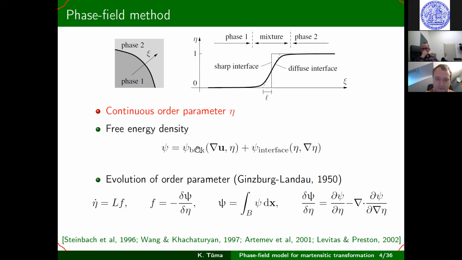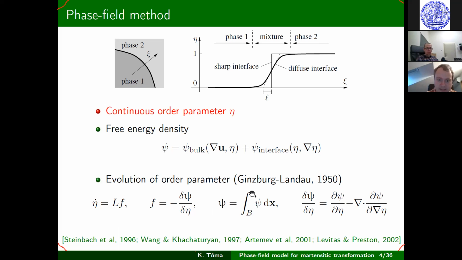We are using a simple Ginzburg-Landau equation, where the evolution of the volume fraction eta is proportional, so the derivative of the volume fraction eta is proportional to the thermodynamic driving force F. Here L is a constant called mobility. It is 1/viscosity. The thermodynamic driving force is just minus the functional derivative of the free energy with respect to eta.